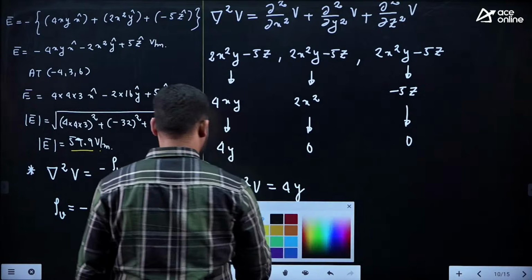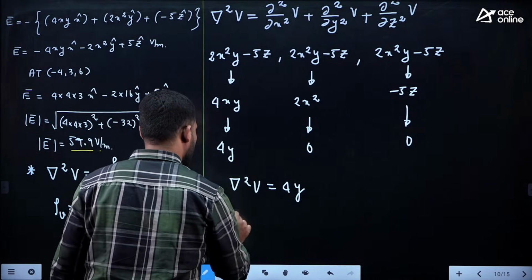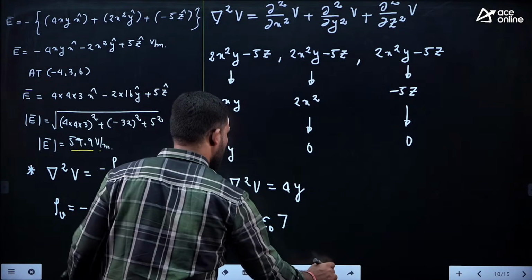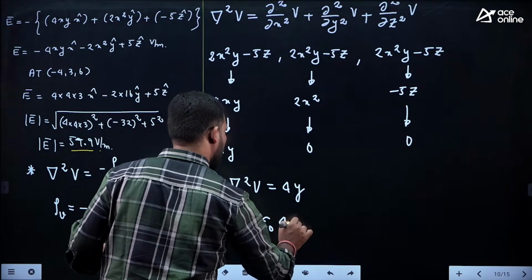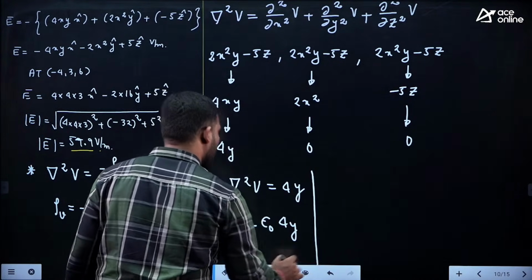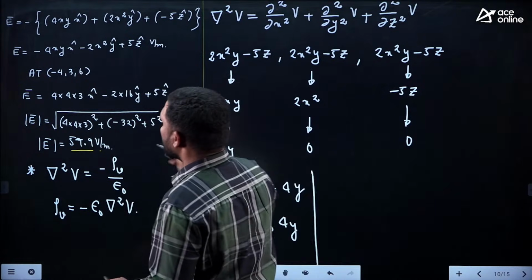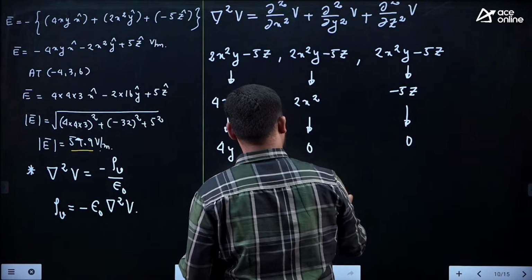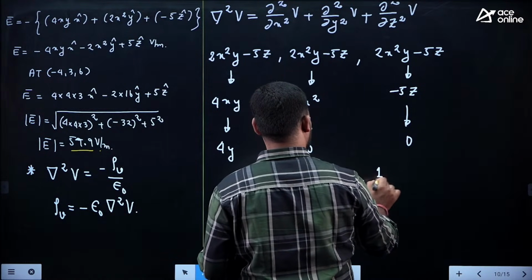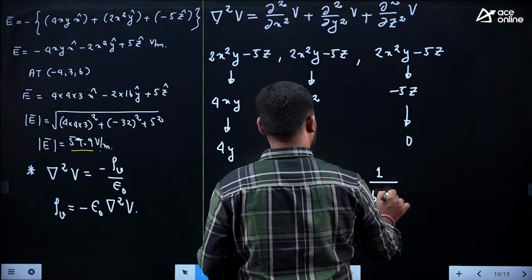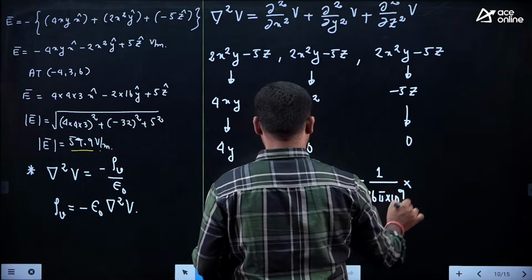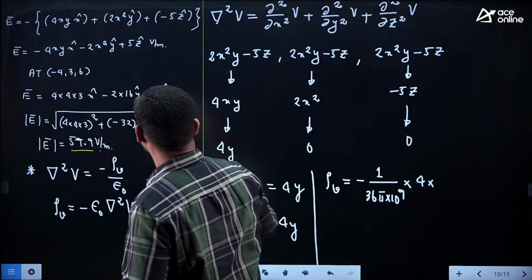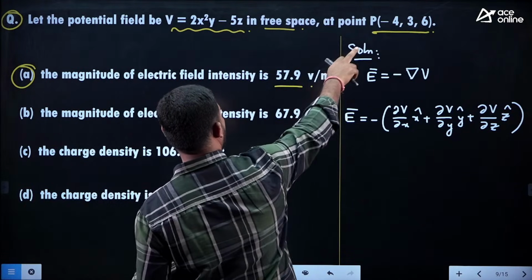So then what happens to the rho v here? The rho v is equal to minus epsilon naught into del square into v. So it is a 4 into y. He is asking at a point, what is that? Minus 4 comma 3 comma 6. So the y is 3. So rho v is equal to minus 1 divided by 36 pi into 10 to the power of 9 into 4 into y. What is the y value? Y value is 3.